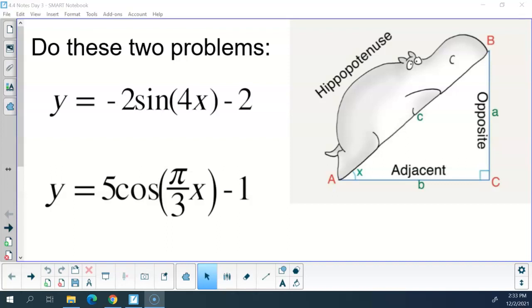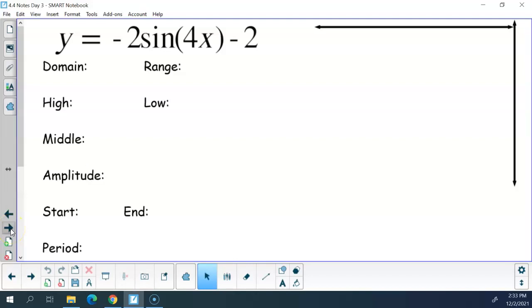Two warm-up problems for today. We're going to take them both separately here now. Okay? So the first one first, then we'll do the second one second. Okay? What do we know?